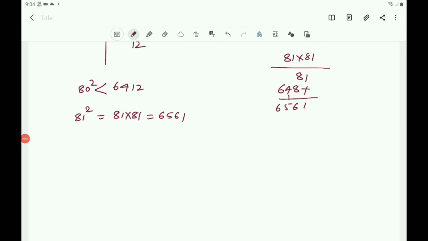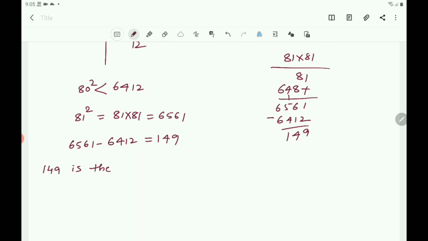To get 6561, what is to be added to 6412? So you do 6561 minus 6412. 11 minus 2 is 9. 5 minus 1 is 4. Again 5 minus 1 is 4. So you got 149. Then you can say that 149 is the least number to be added to 6412 to make it a perfect square.